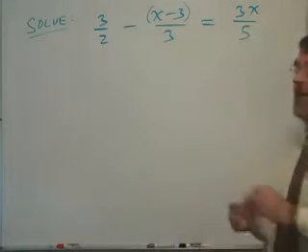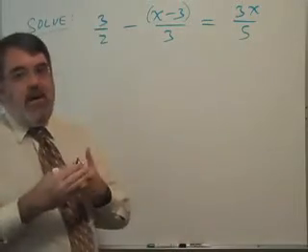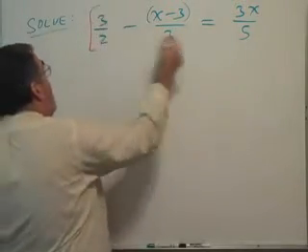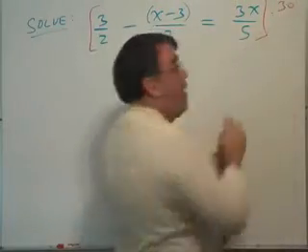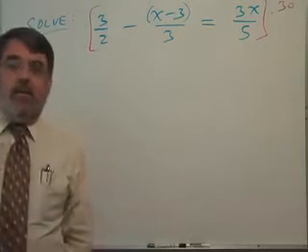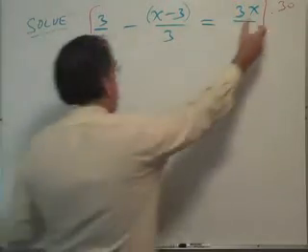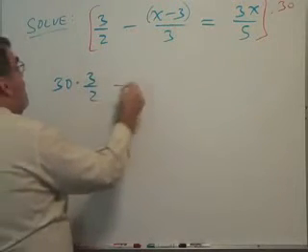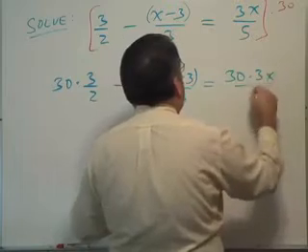Now, we decided that 30 is a good number to work with here. And why is that? Because 30 is the smallest number that 2, 3, and 5 will all divide into nice and neatly. So I'm going to multiply by 30. If you prefer, that's 30 over 1, but we're multiplying by 30. And we can multiply an entire equation by a number. We're going to distribute. In other words, every term gets multiplied by 30. So that gives me 30 times 3/2 minus 30 times (x - 3)/3 equals 30 times 3x/5.